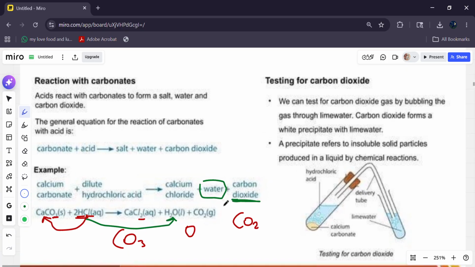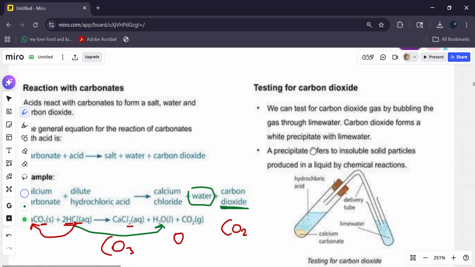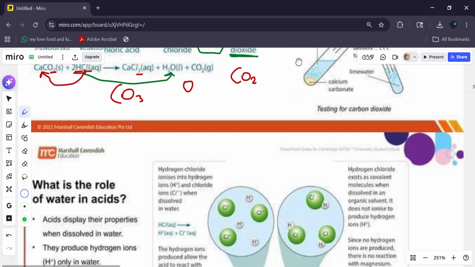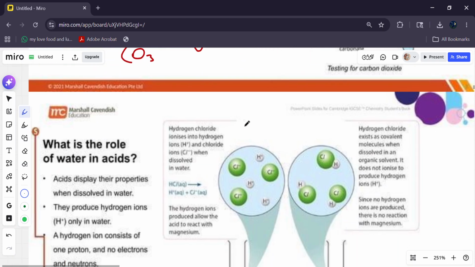Testing for carbon dioxide. There's a test for carbon dioxide. We can test for carbon dioxide gas by bubbling the gas through lime water. Carbon dioxide forms a white precipitate with lime water. A precipitate refers to insoluble solid particles produced in a liquid by chemical reactions. Now we move on to understanding the role of water in acid.